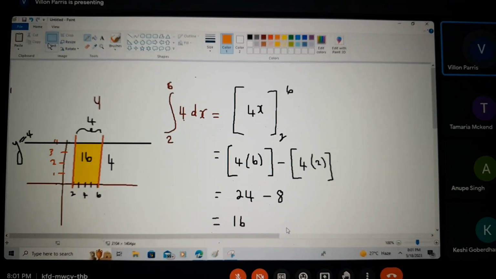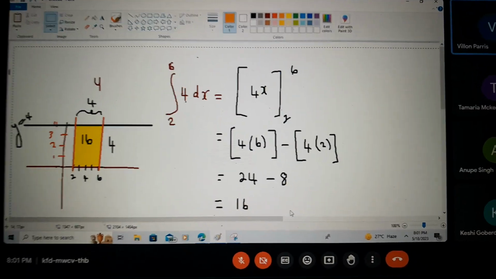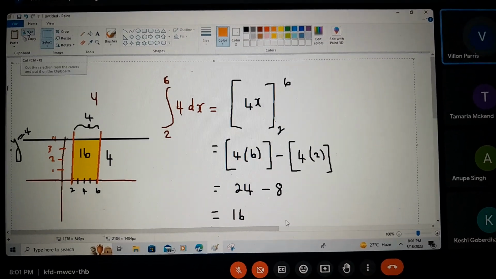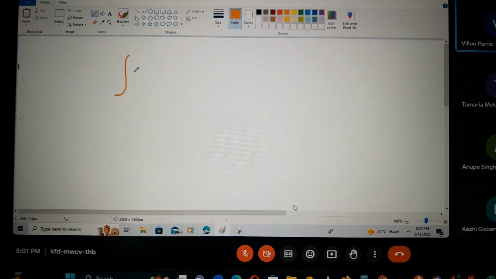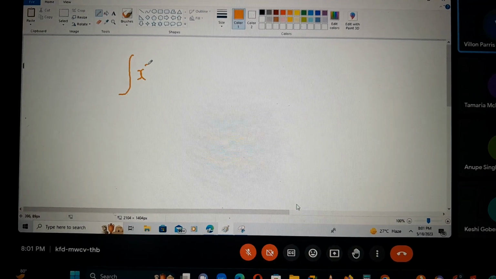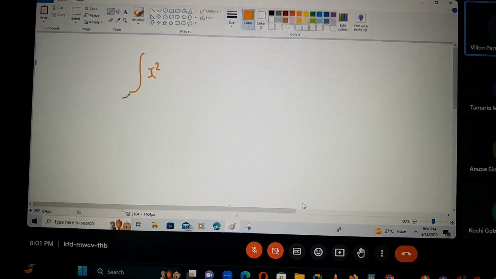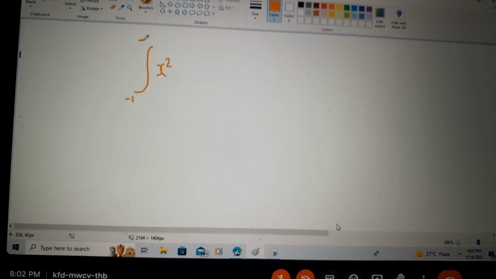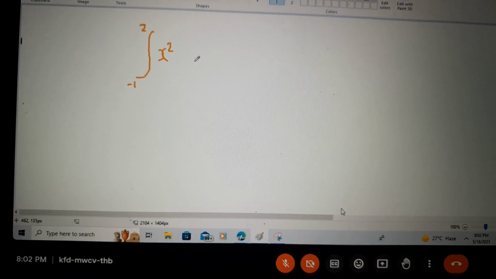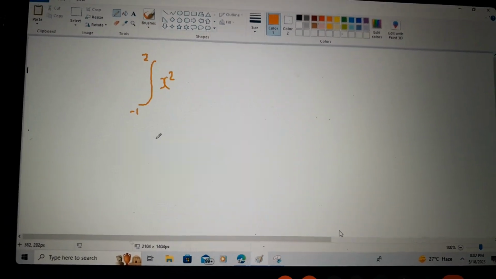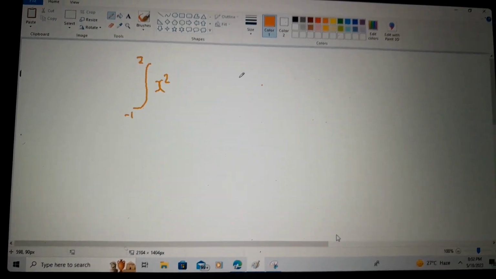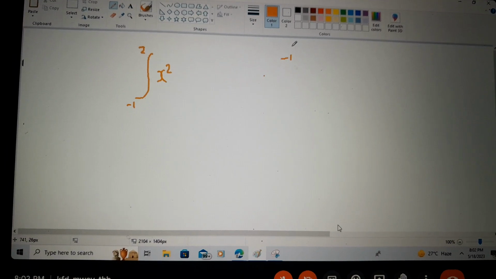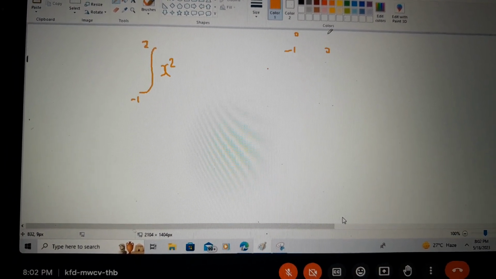So I'm just going to show you one more here. Let's say we were asked to find the integral of x squared from negative 1 to 2. Now, again, you do not have to blindly say, I'm going to take it from negative 1 to 0 and then take it from 0 to 2. You don't have to blindly do that.